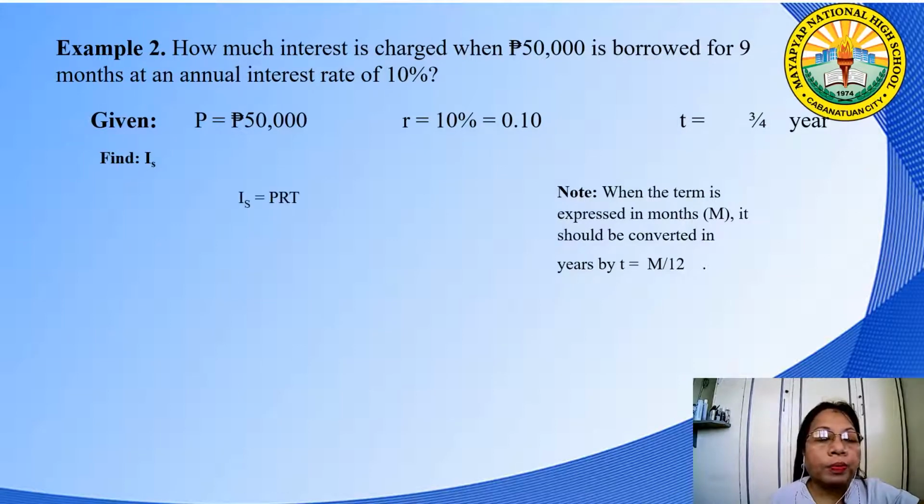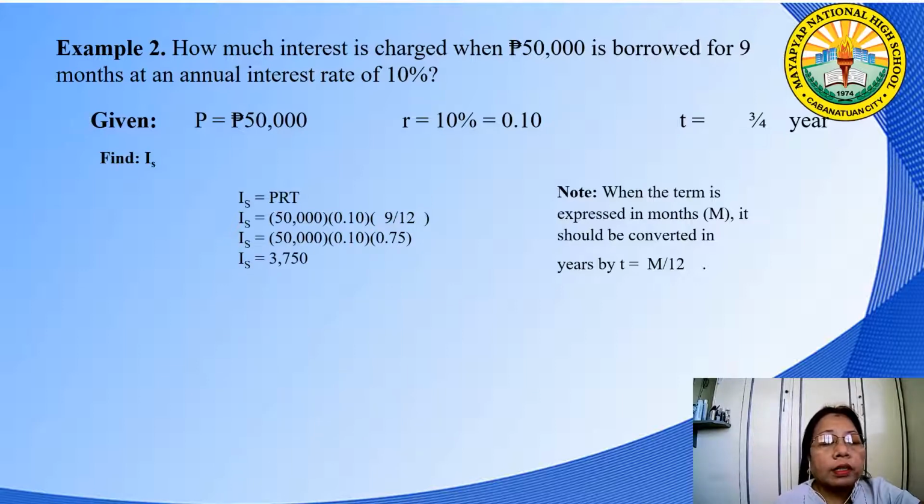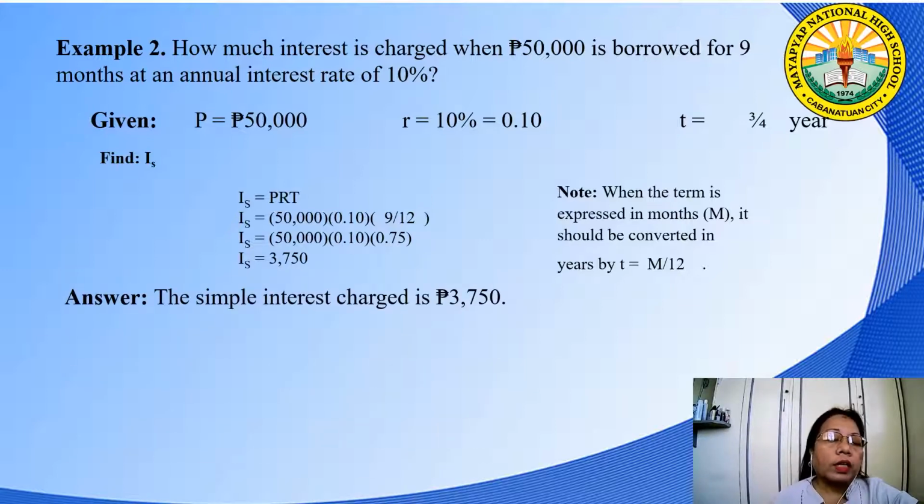So the computed simple interest, using the formula I sub S equals PRT, substituting all the given values. So P is 50,000 times 0.10 times 9/12. So I sub S is equal to 3,750 pesos. So thus the simple interest charge is 3,750 pesos.